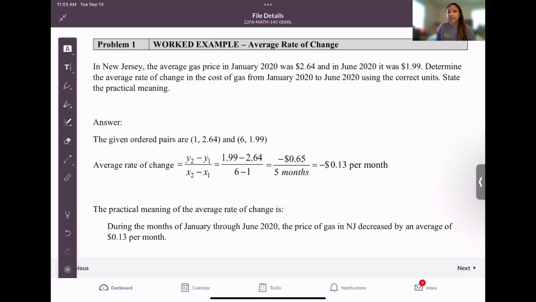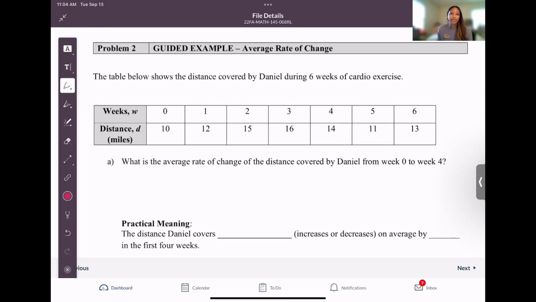No. It probably jumped around a little bit, but this just gives us an average number that we can use to kind of estimate what was going on at that time. Problem number 2 is a guided example for us.